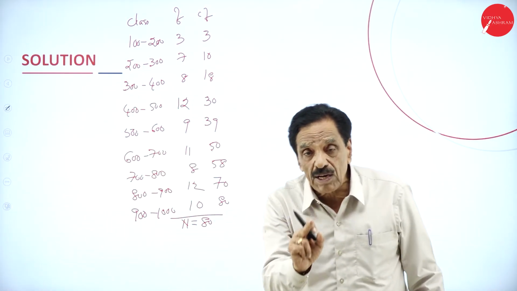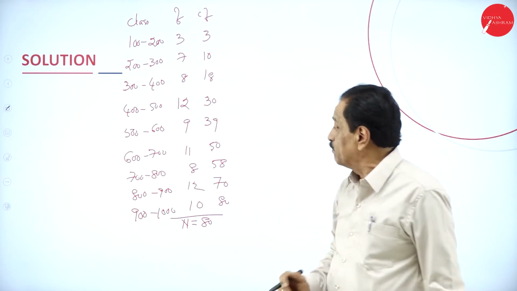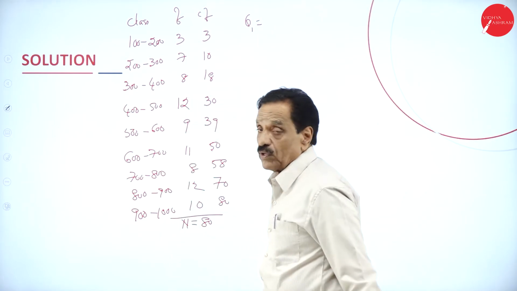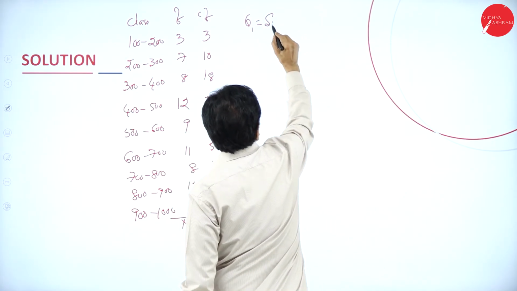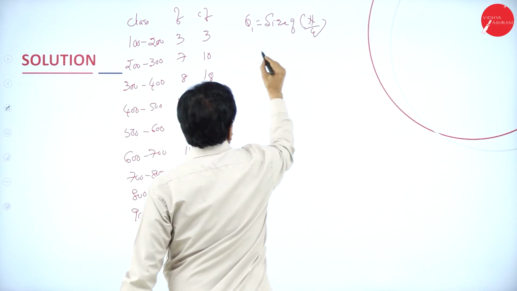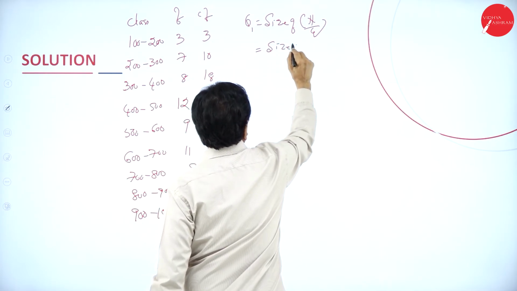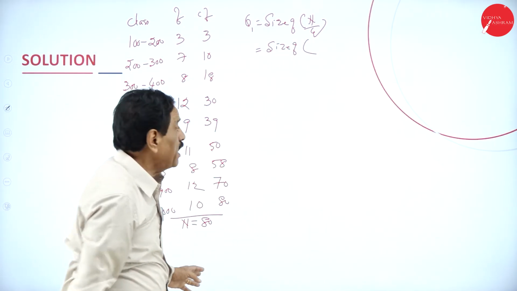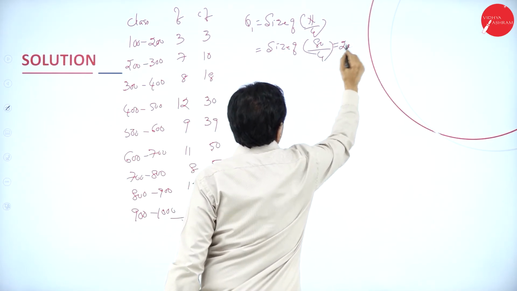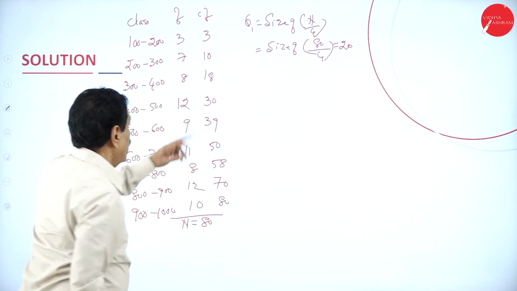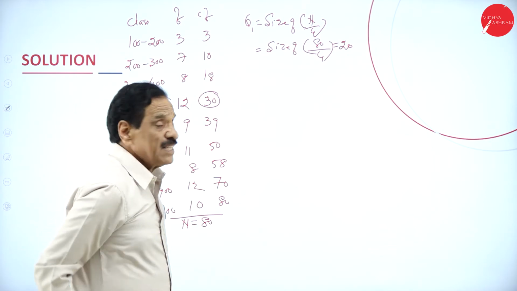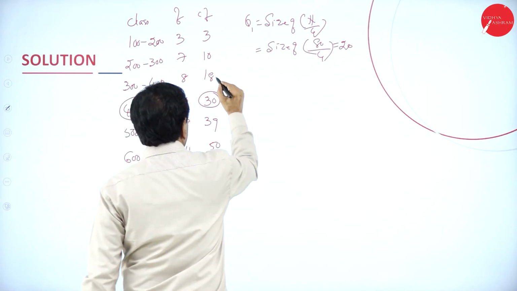So what do we require now? We require Q1, Q2 and Q3. We'll go one by one. First Q1: size of N by 4. What's your N? 80 divided by 4 is 20. Find 20 in CF. 20 will come under 30.